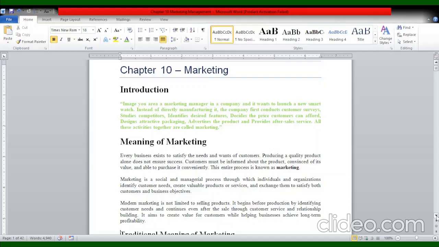Every business exists to satisfy the needs and wants of the customer. Producing a quality product alone does not ensure success. Customers must be informed about the product, convinced of its value, and able to purchase it conveniently. This entire process is known as marketing, right?